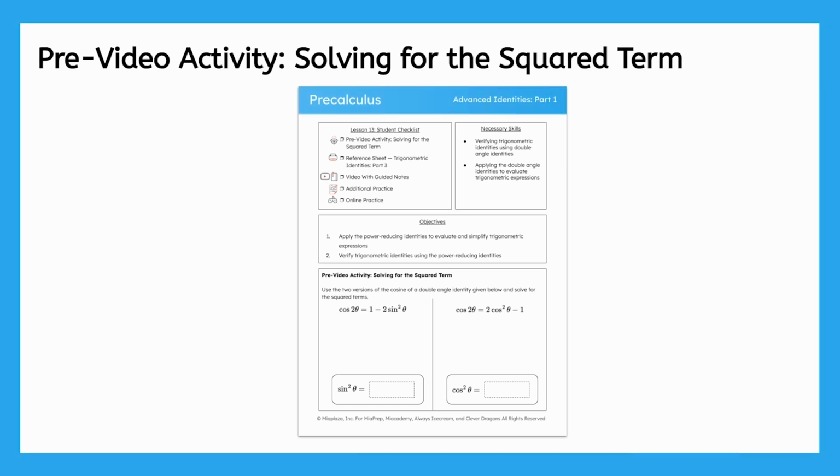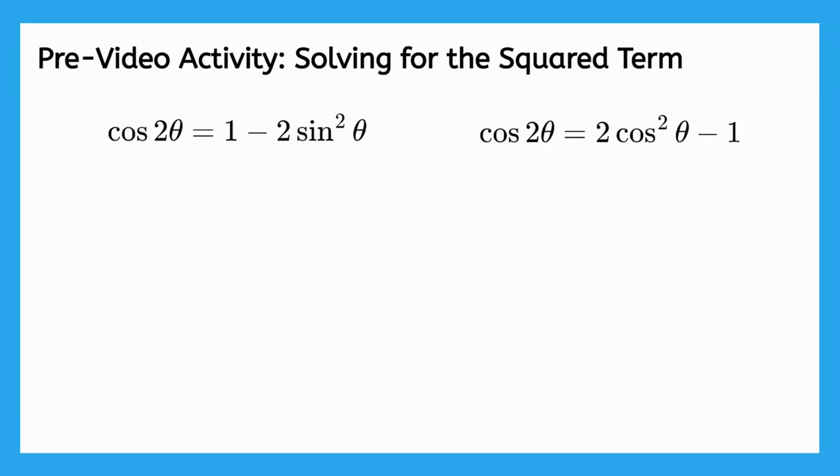Ready? Let's get started. In the pre-video activity, you were asked to take two of the versions of the cosine of a double angle formula and rearrange them so that they were solved for the squared term. Let's see how you did.